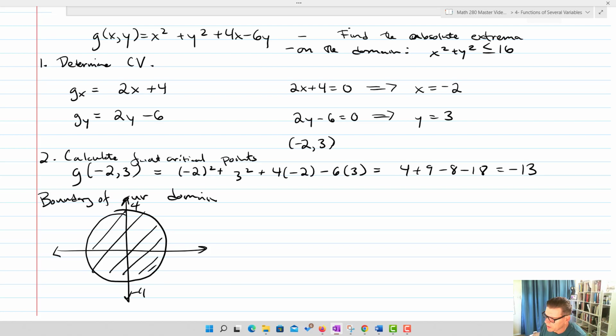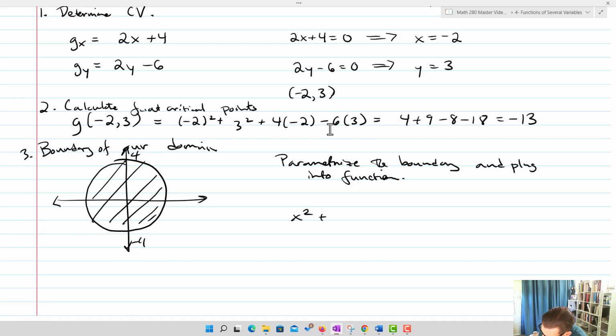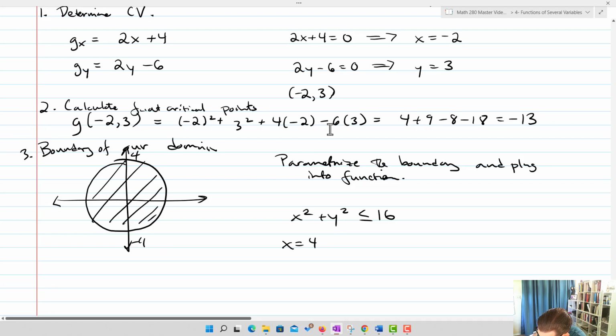And so what we need to do is find a maximum along the boundary of that domain. In order to do that, we're going to have to parametrize the boundary. Once we parametrize the boundary, we're going to plug that into our function. So the boundary here, x squared plus y squared less than or equal to 16, we'll let x equal 4 cosine t and y equal 4 sine t.